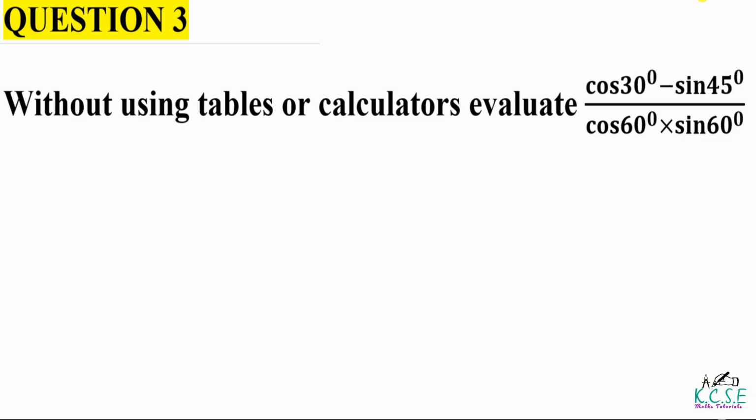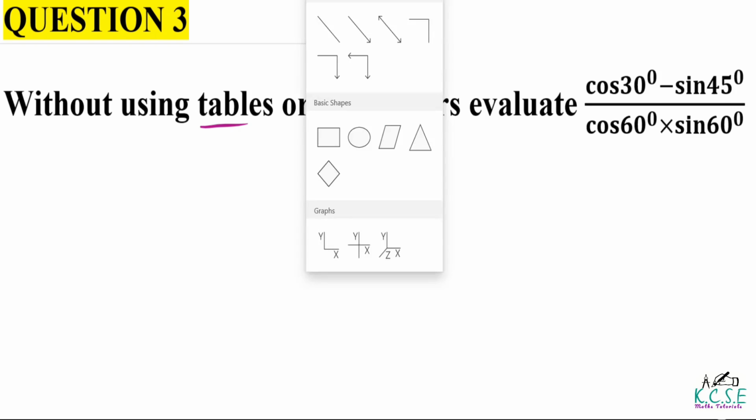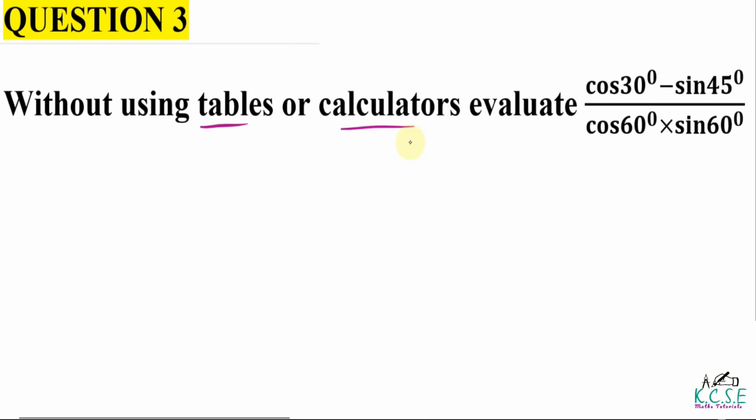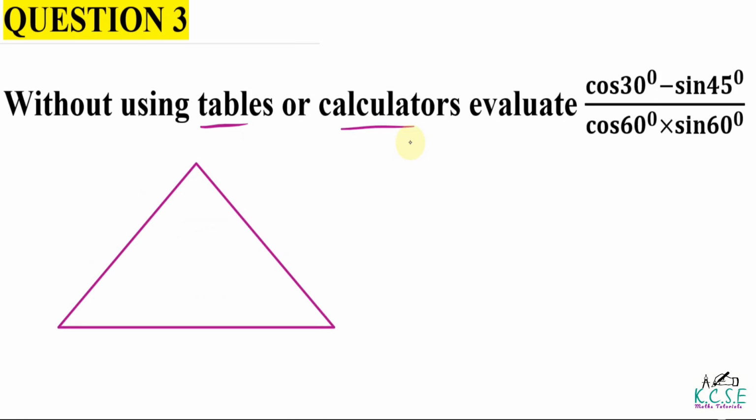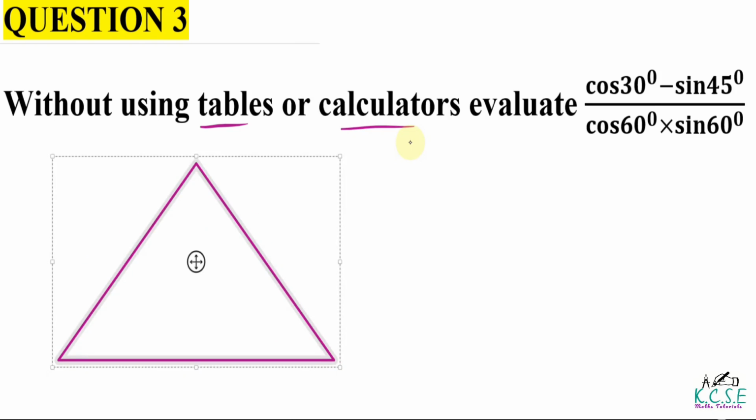Since you are not supposed to use the tables or calculators, you have to obtain the values of these trigonometric ratios. And what you're going to do is use two triangles. The first triangle is an equilateral triangle of sides 2. So we're going to have two triangles. That is the first one, and then we shall have another triangle.